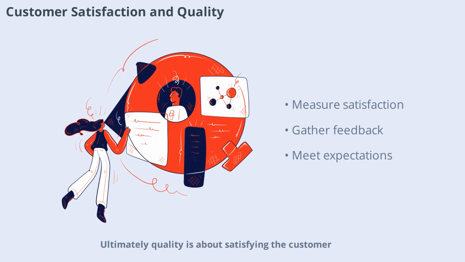Ultimately, quality is about satisfying the customer. This means delivering products or services that meet or exceed their expectations. Regularly measuring customer satisfaction through surveys, feedback, or reviews helps you gauge how well you're meeting their needs. High customer satisfaction is a strong indicator that your quality planning and assurance efforts are paying off.